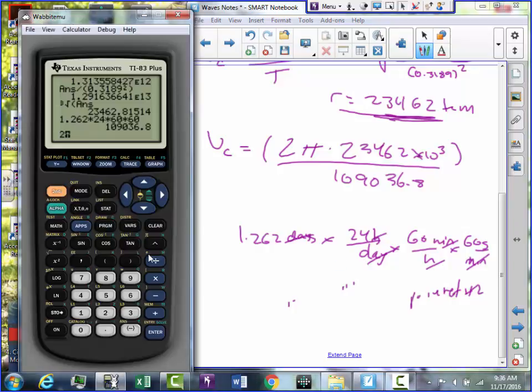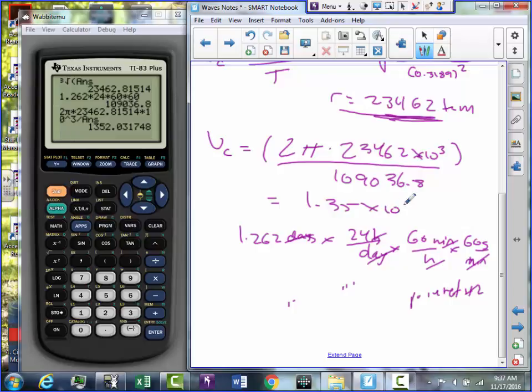Alright, 2 times pi times, let's see, 23462 times 10 to the 3 divided by 109,000. You guys get something like this? Yeah. Cool. Alright, so it's traveling 1.35 times 10 to the 3 meters per second. Something like that. Sound good? Cool. I think I have one example left. Let's get through that one and then you guys can have some time.